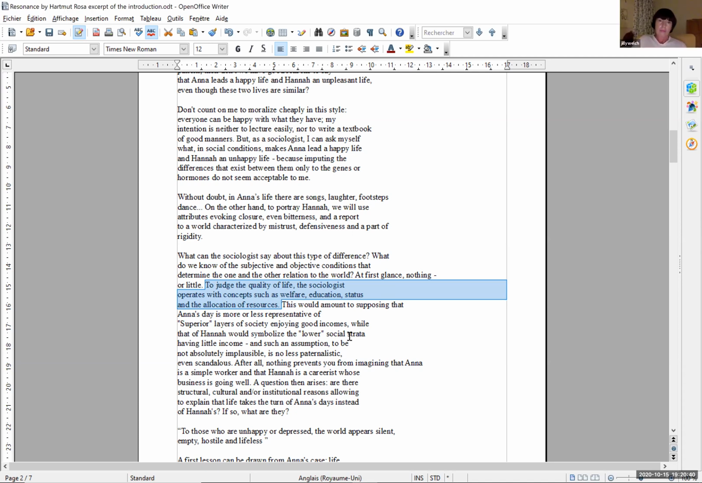Mm-hmm. I don't know. So let's highlight that for now, and we'll see if further in the reading we'll still think those are the best components, or those are components of resonance according to Rosa. Not in general, but according to Rosa. I think we already have a hint that they are not. Okay. But we'll see further.